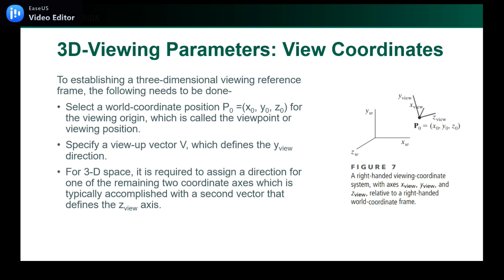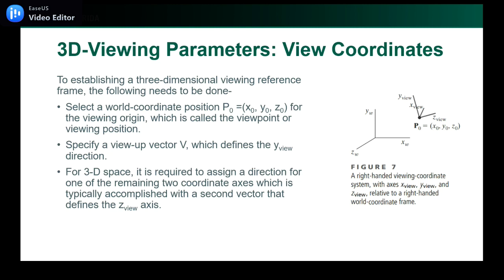After that, we have to specify a view up vector V, which defines the y view direction. And finally, for any 3D space, it's required to assign a direction for one of the remaining two coordinate axes, which is x view and z view in this case. And typically, we accomplish this by defining a second vector that defines the z view axis, which I'm going to talk about next.